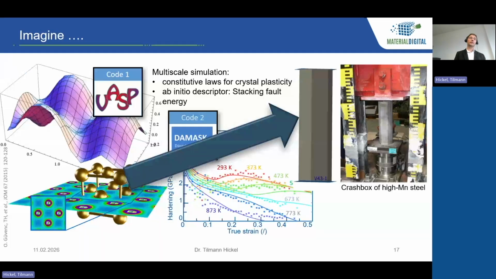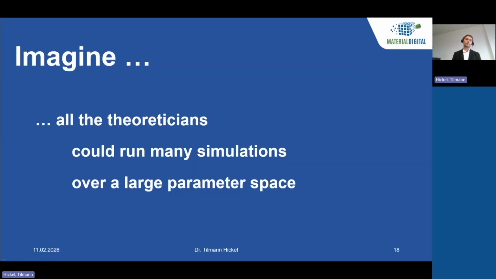So what happens if something changes? The basic concepts are the same, but for instance, I now add carbon, a slight change of chemistry. Not everything is changing, and I would like only to redo those parts which are now affected by this change. I would save a lot of time. Or, what would it be like when I as a theoretician could run many simulations over a large parameter space?